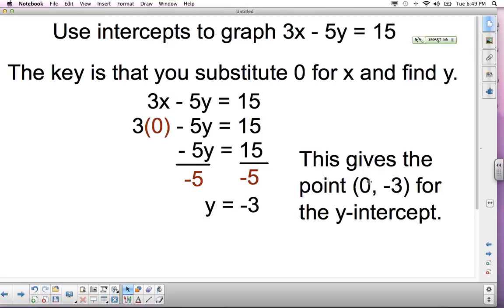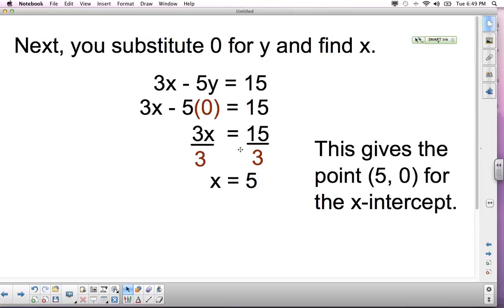Because we put the x in as 0, and we got the y out as -3, we have the point (0, -3) for our y-intercept. Next, we're going to find the x-intercept. We still are going to substitute 0, but this time it's going to go in position for the y, and we're going to find the x value.